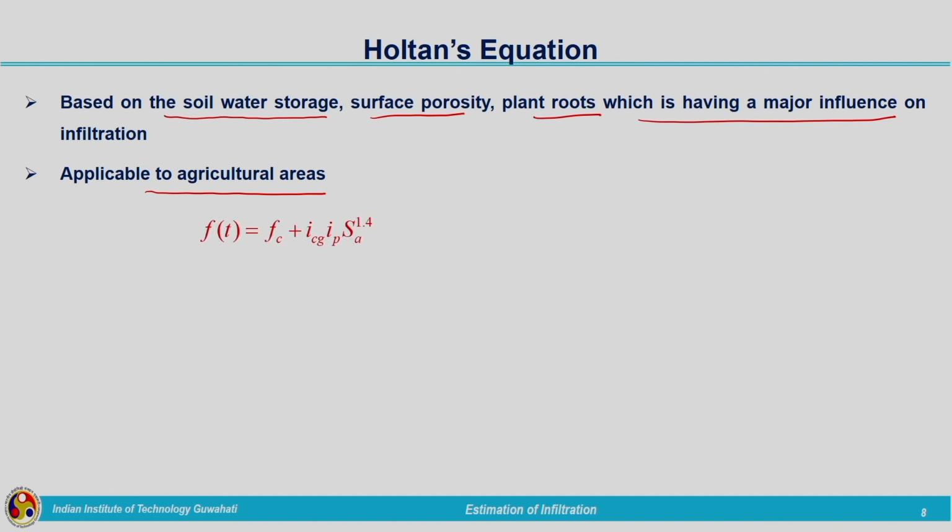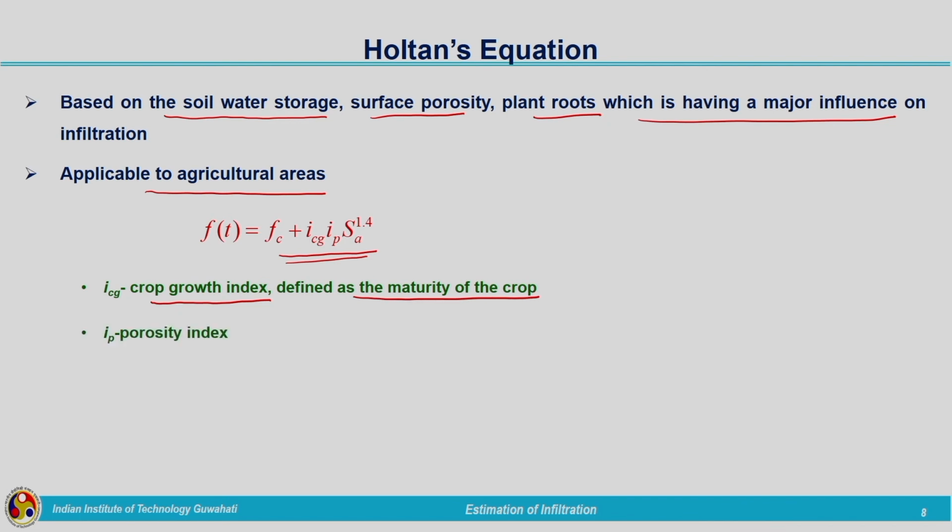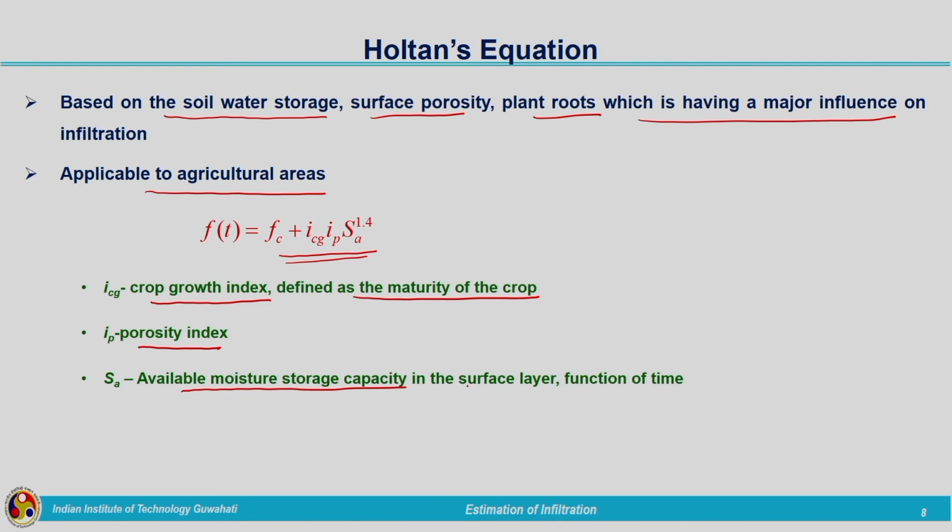So, f of t is given by f of c plus ICG IP SA to the power of 1.4. Let us see different terms one by one. ICG is the crop growth index defined as the maturity of the crop, and IP is the porosity index. SA is the available moisture storage capacity in the soil layer, which is a function of time. So, you imagine soil layer means upper layer of the soil. This is considered as the plowing layer also.